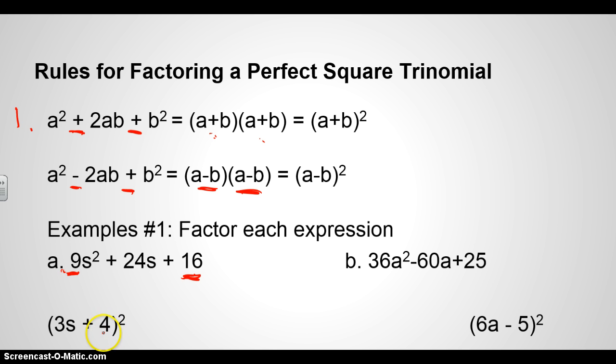times 4 is 16. And when you think about it, when you take twice the product of the first and the last, does that add up to be the middle value? It does. So when I factor out 9s squared plus 24s plus 16, we're going to get 3s plus 4 inside the parentheses, squared.